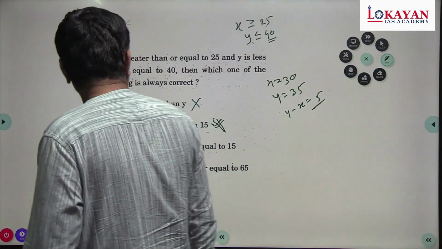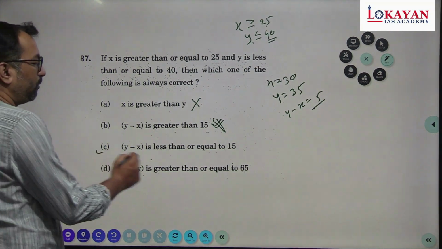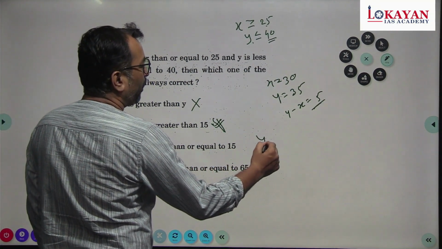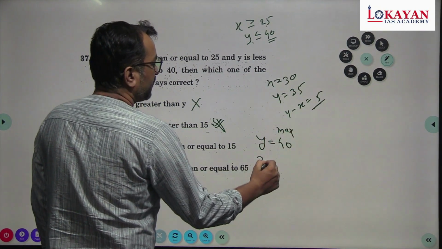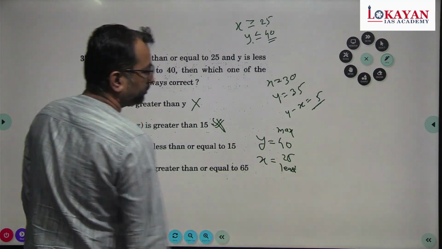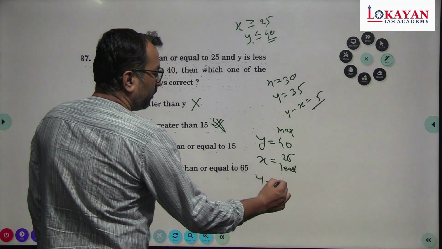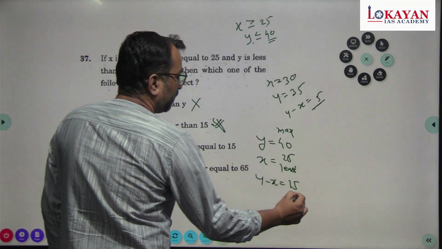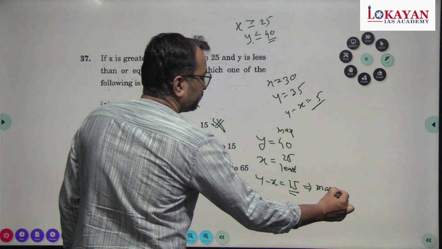Y minus x is less than or equal to 50. So this seems right because the maximum value of y is 40 and the least value of x is 25. So y minus x becomes 15 here. It is the maximum value of y minus x.